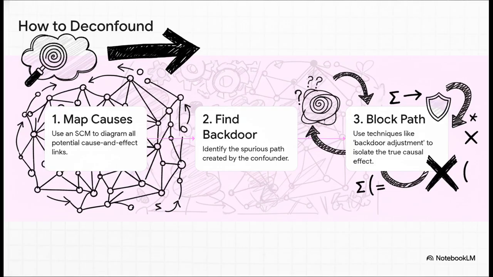The analogy is perfect. If you want to test a light switch, but the sun is also lighting up the room, you have to close the blinds first, right? You have to block the confounder, the sun, to see the true effect of the switch. That's exactly what we do with the data.